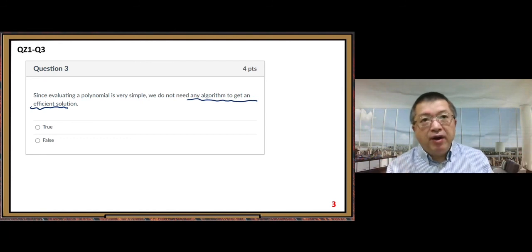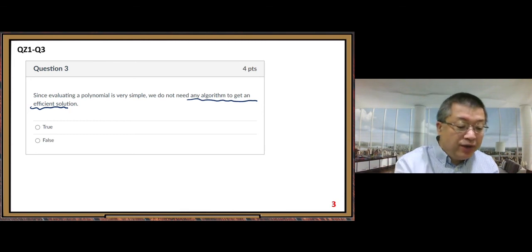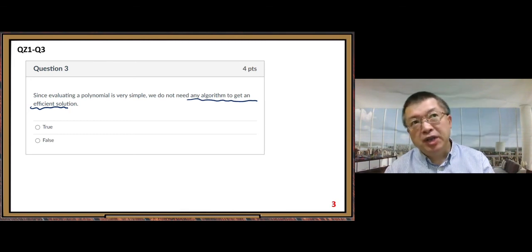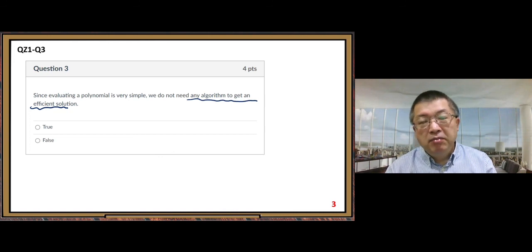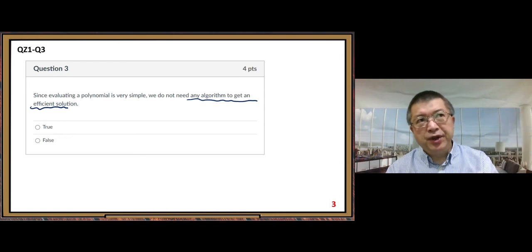So the second part of the statement has a lot of problems. Here, even the first part is correct, but the second part may not be correct. So you need to look at it that way. Why is it incorrect? The reason is this.